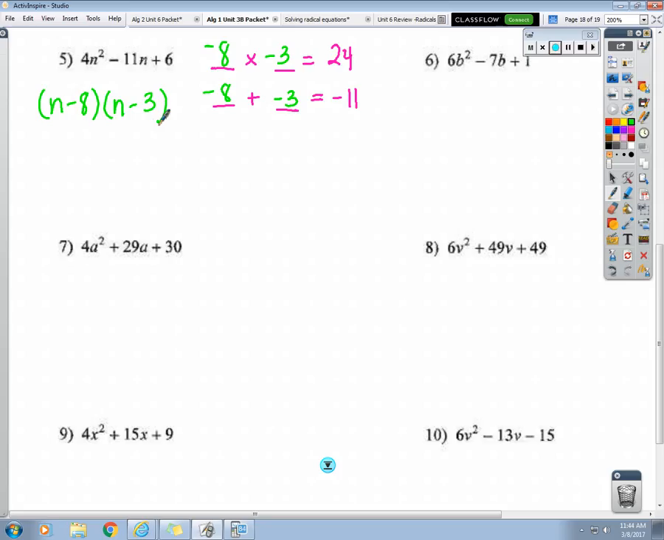But why are we not finished? Why can that not be the answer? Correct. N times n is not 4n squared. So that's why you have to divide this one by 4 and this one by 4. And then you reduce. N minus, what is 8 over 4? 2. And look up at the board for a second.